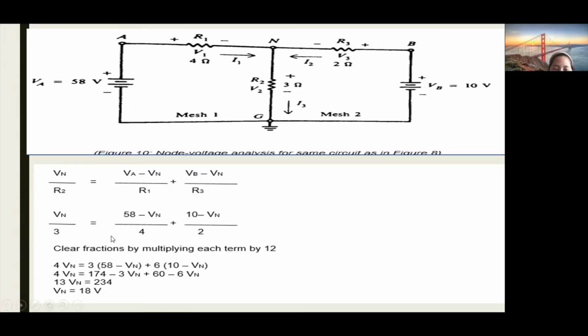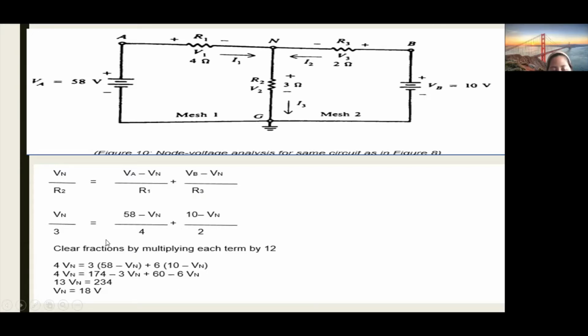The negative value for V3 means I2 is flowing opposite to the assumed direction, and the polarity of V3 is the reverse of the sign shown across R3.